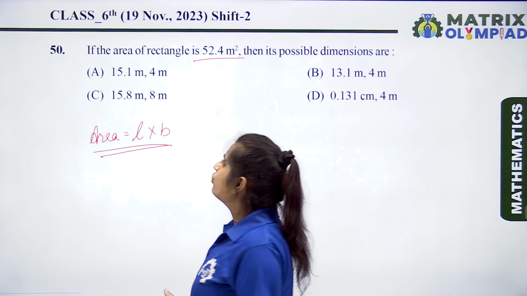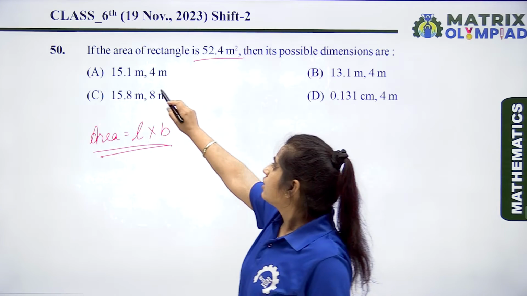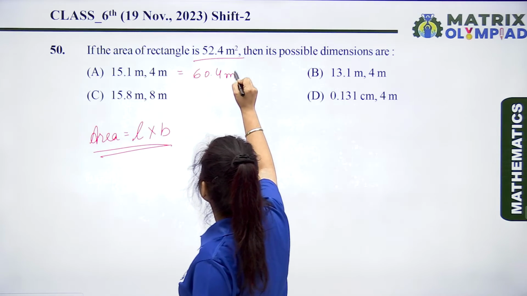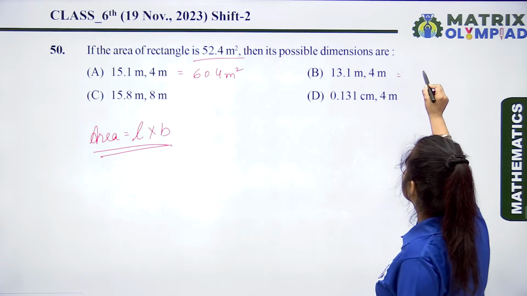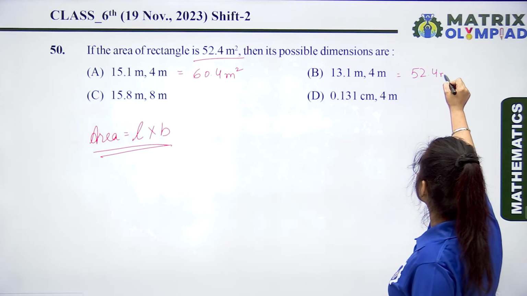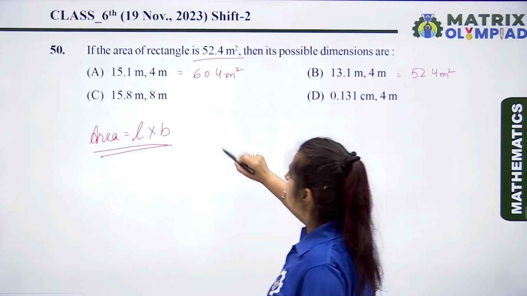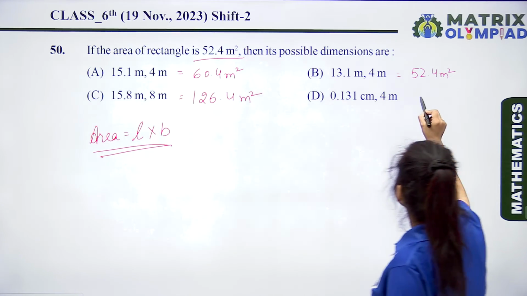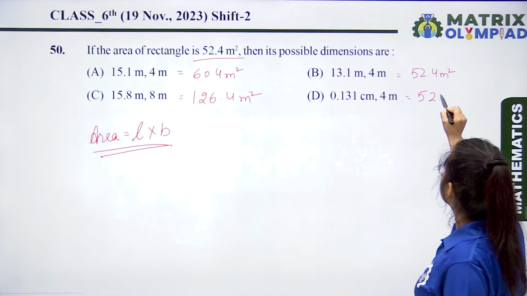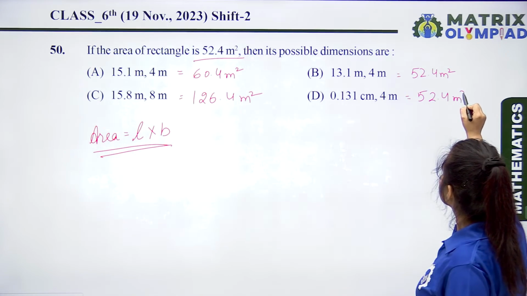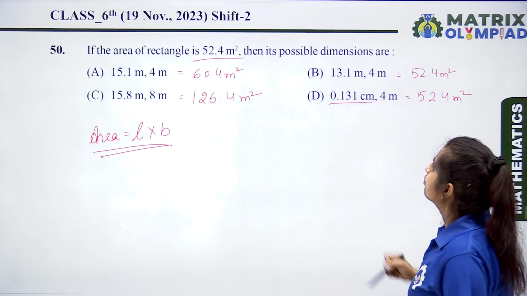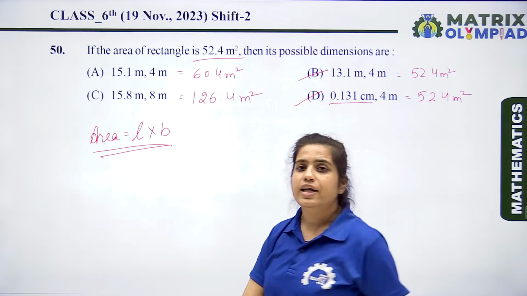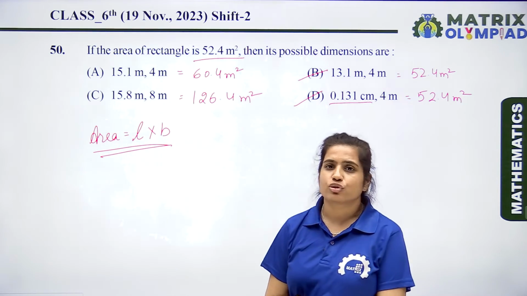So for this, we are simply going to multiply two dimensions. After multiplying we get 60.4 meter square. This will be 52.4 meter square. Here we get 126.4 meter square, and the next one is 52.4 meter square. First we are going to convert this into meters, then we are going to multiply it. So here option B and option D are the correct answers. I hope you all understood the solution of this part.